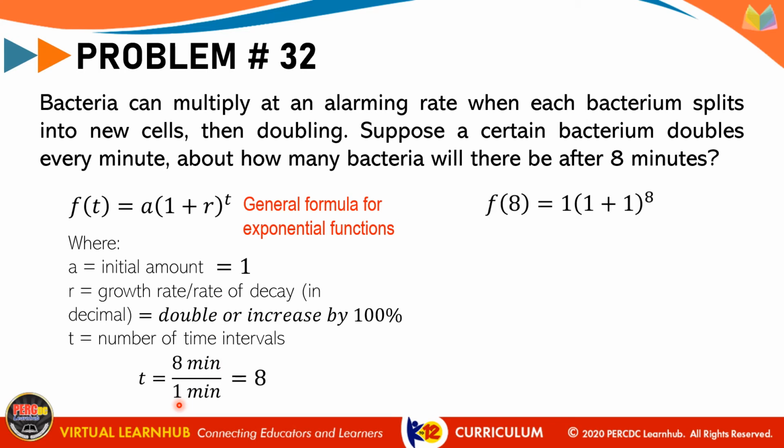So substituting it to our general formula, we have here f of 8 equals 1 times the quantity 1 plus 1 raised to 8. And that gives us f of 8 equals 256. Therefore, after 8 minutes, there will be 256 bacteria.